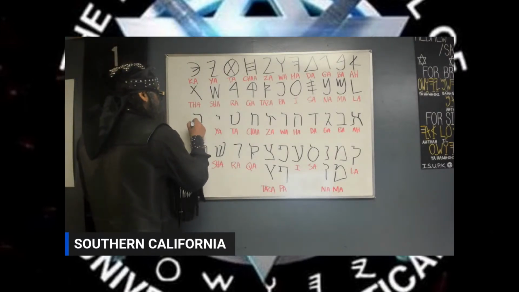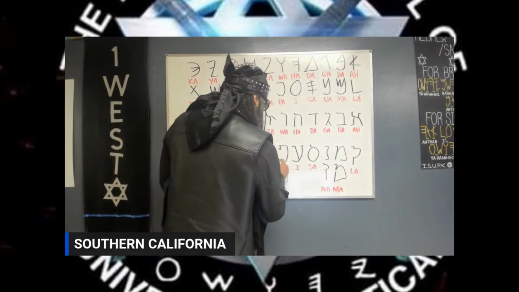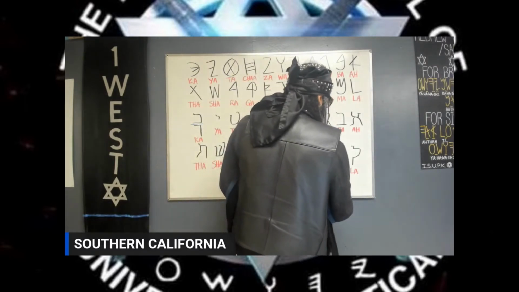The ka here we have. I'm going to underline them in red. I mean, in the blue and green.